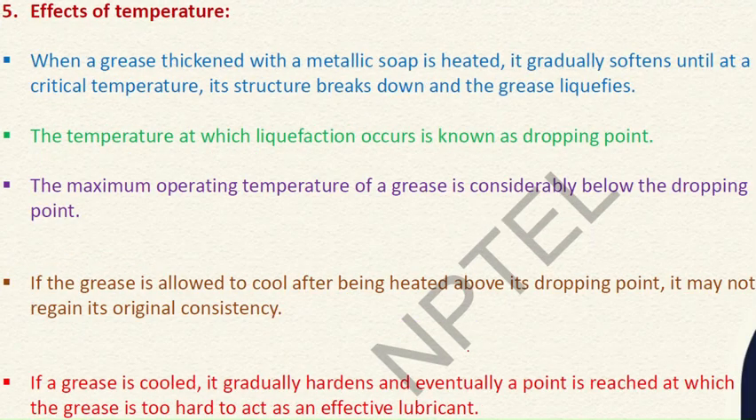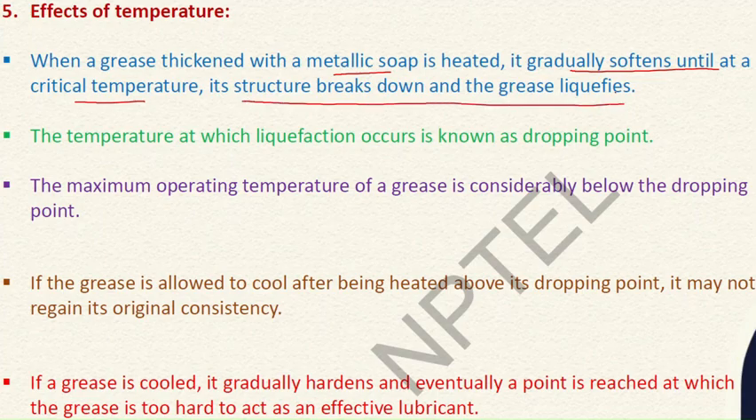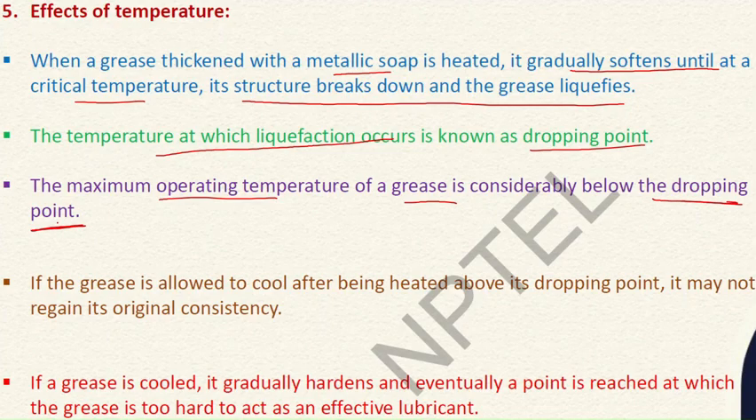Effect of temperature. When a grease thickened with a metal soap is heated, it gradually softens until a critical temperature. Its structure breaks down and the grease liquefies. The temperature at which the liquefaction occurs is called the dropping point, and the maximum operating temperature of grease is considerably below the dropping point. It should be much below the dropping point. Otherwise, what will happen? If the temperature increases even by a small amount, the grease will drop.